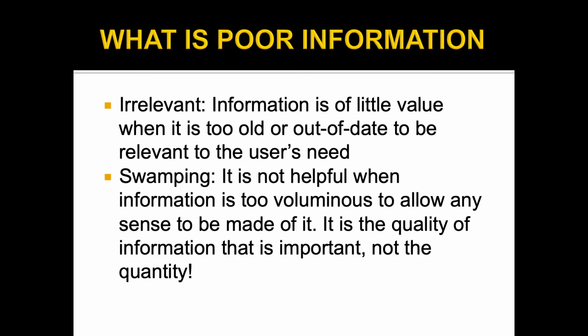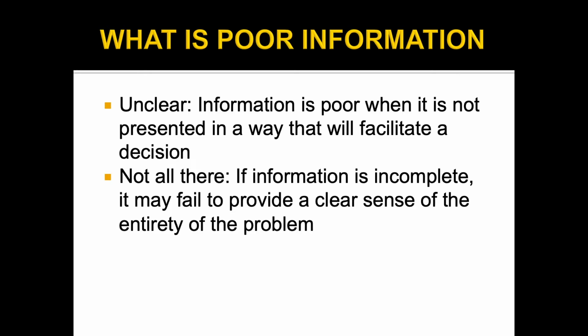Number two, swamping. It is not helpful when information is too voluminous or too many to allow any sense to be made of it. It is the quality of information that is important, not the quantity. Swamping information is also known as information overload.